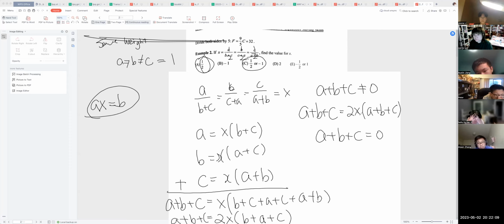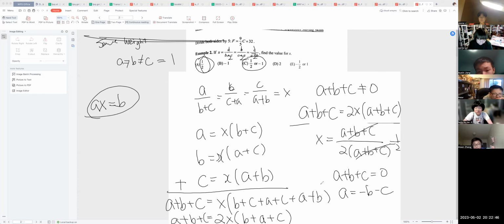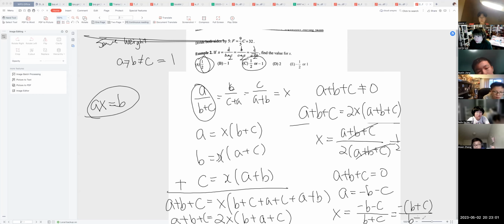Sorry, where's X? X is here. Sorry, I missed X, right? If it is not equal to 0, I'm going to black out this one. So X equals A plus B plus C over 2 times A plus B plus C. Correct, Ping Ping? So you can just simplify, so X equals 1 over 2. But if A plus B plus C equals 0, everybody, that means A equals negative B minus C, correct? So X basically equals negative B minus C over B plus C, so equals negative B plus C over B plus C, so equals negative 1.